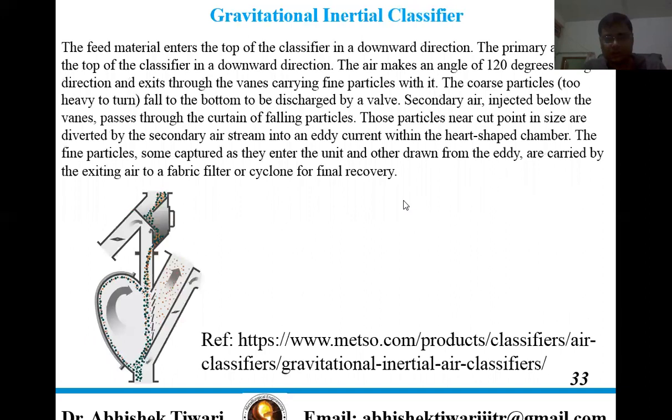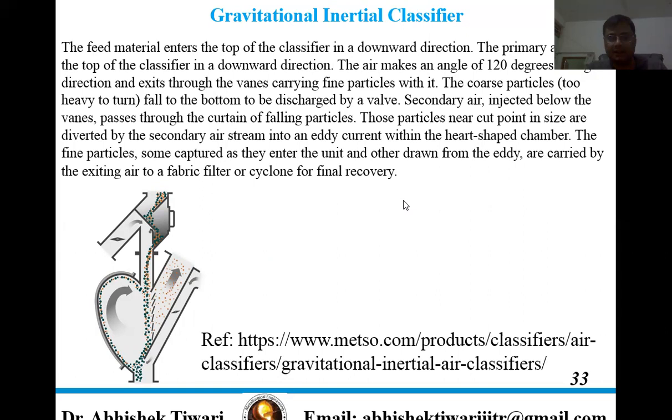Now, gravitational inertial classifier. The feed material enters the top of the classifier in a downward direction, and the primary air enters the top of the classifier in a downward direction, and the air makes an angle of 120 degree change in direction and exits through the vanes carrying fine particles with it. The coarse particles, too heavy to turn, fall to the bottom to be discharged by a valve.